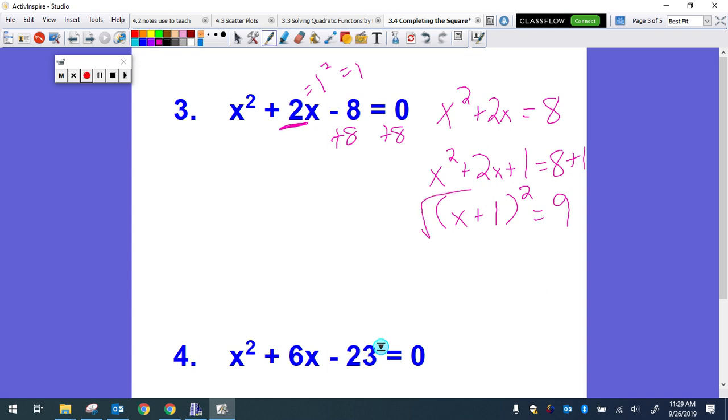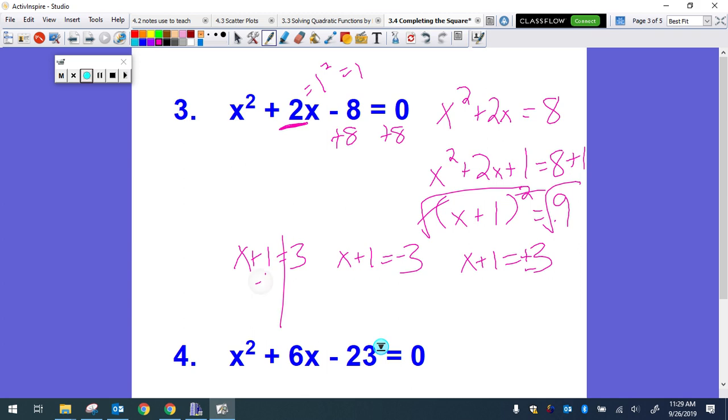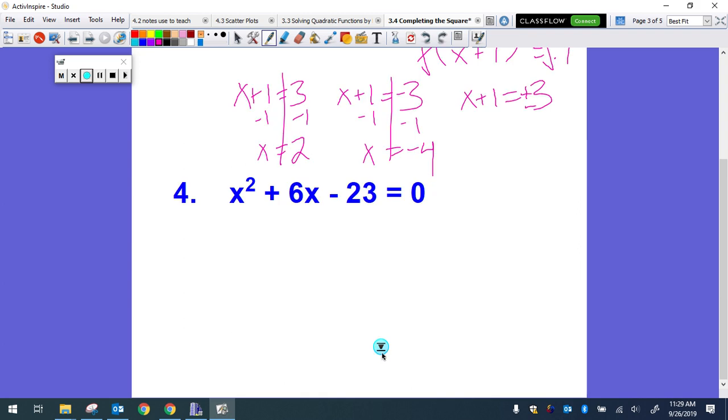I'm going to take the square root of both sides. So those cancel. So I have x plus 1. The square root of 9 is 3. It could be a positive or a negative 3. So I'm going to set up two equations. I'm going to have x plus 1 equals 3, and I'm going to have x plus 1 equals negative 3. And I want to solve both of them. So I subtract 1 and get 2. I subtract 1 and get negative 4. So my answers are 2 and negative 4. Let's do another one.